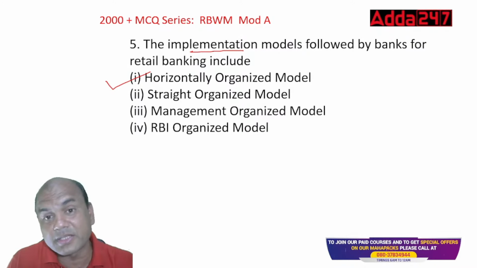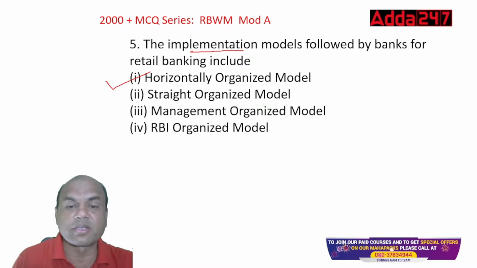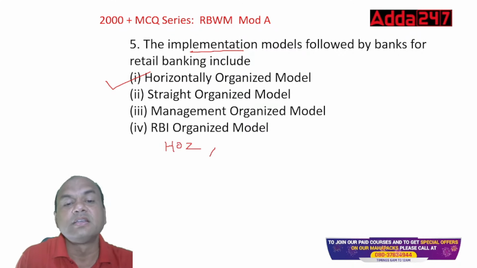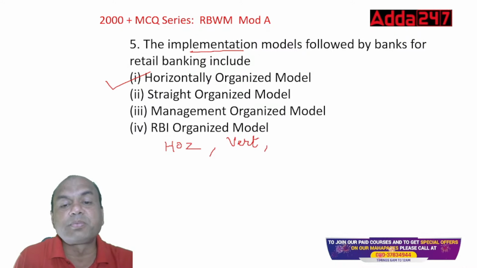Now, what do you mean by this? There are four models. I'll keep it very simple. First is horizontally organized. Second is vertically organized. Third is predominantly, I'll just write it PRED, predominantly horizontally organized. Then predominantly vertically organized. These are the four ones.